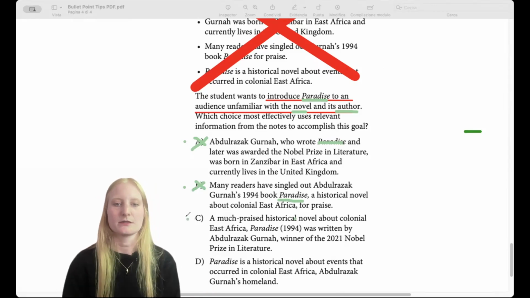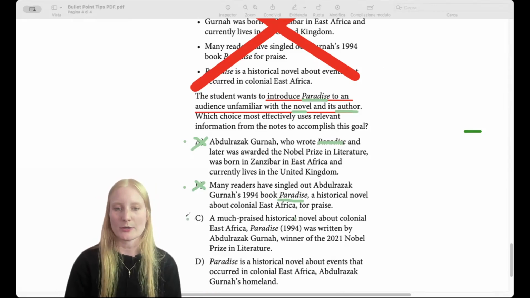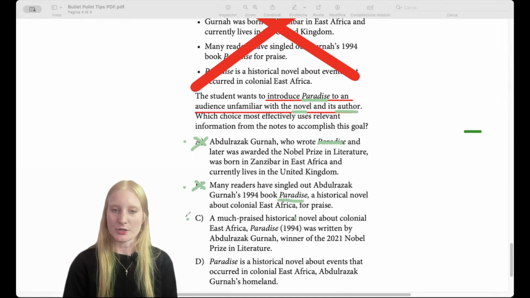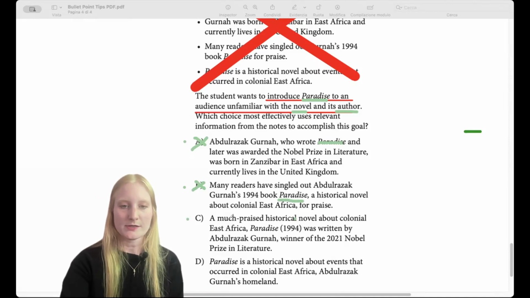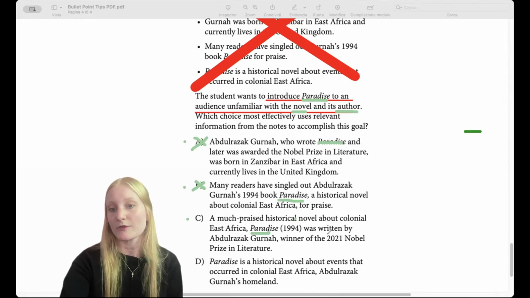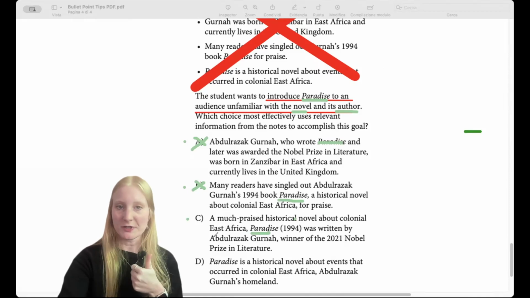All right, letter C, a much praised historical novel about colonial East Africa, Paradise, 1994, was written by Abdul Razak Gurnah, winner of the 2021 Nobel Prize in Literature. Okay, so this one tells us that we have a much praised historical novel about East Africa. So it does give us a nice little introduction to Paradise. Then it tells us it was written by Abdul Razak, right? And it tells us who that is. It tells us it's the winner of the 2021 Nobel Prize. Perfect. So we have both there, but let's just be sure, okay?